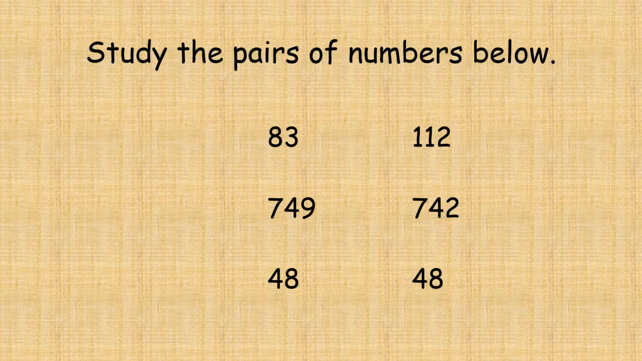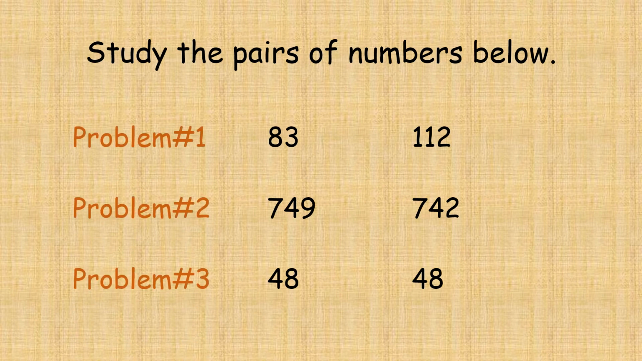Study the pairs of numbers below. These 3 numbers are actually from the given problem 1, 2, and 3. We were able to answer the questions in the problems with the use of comparing numbers. Let us review the comparison of these 3 numbers using the relation symbols. 83 is less than 112, 749 is greater than 742, and 48 is equal to 48. These 3 relation symbols are commonly used when comparing numbers.